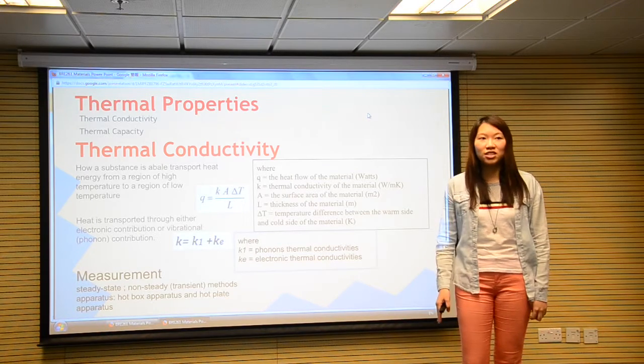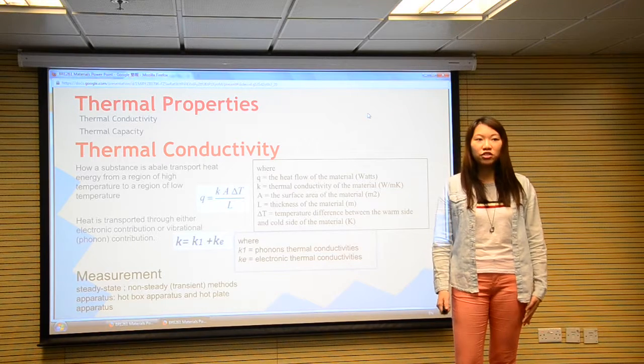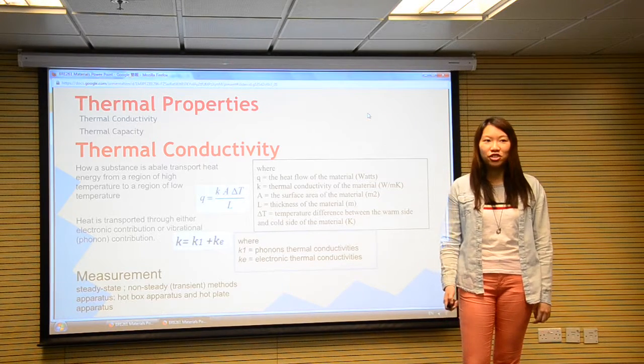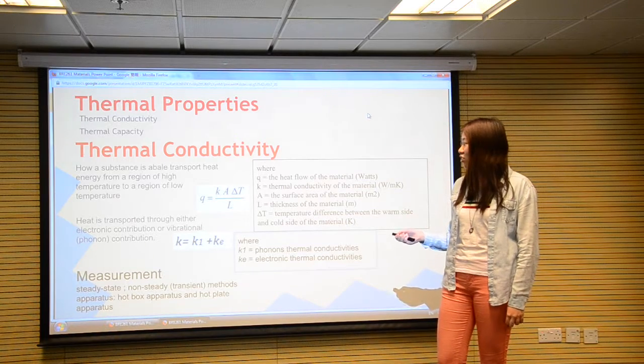Thermal conductivity means how well a substance is able to transport heat energy from a region of high temperature to a region of low temperature, and it can be calculated by this equation as shown here.